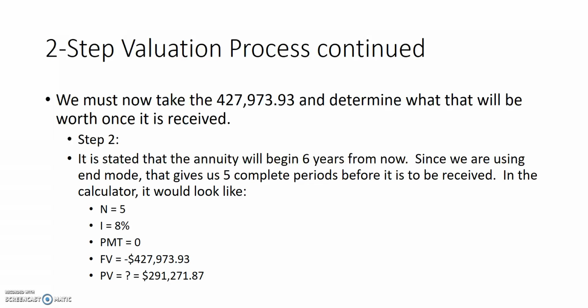So remember, with deferred annuity, it is a two-step process. Step one and step two. Step one is the traditional step thought of with ordinary regular annuities. Step two is getting the present value of it once it is to be received.